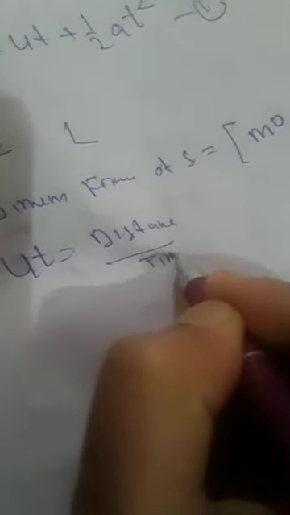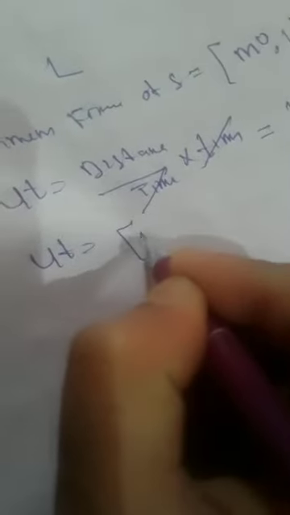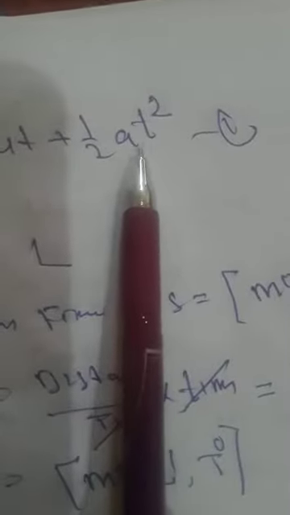Now ut, u is the initial velocity, velocity is distance divided by time, multiplied by time. Time and time cancel, it is again distance, L. That means the dimensions of ut is M0 L1 T0. Now for at square, we cannot take 1 by 2, the numerical value has no dimension, we have to do nothing with the numerical, we have to see the value of at square.